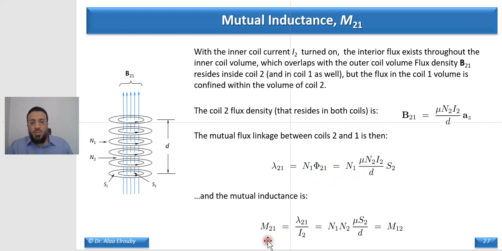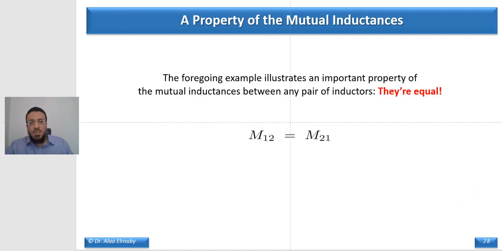So we have this expression for M21. We divide by I2 to get the expression. And we found that the expression of M21 equals M12. And this is one of the properties of mutual inductance. For mutual inductance, we have reciprocity, so M12 will equal M21.